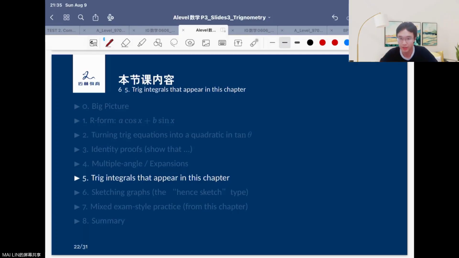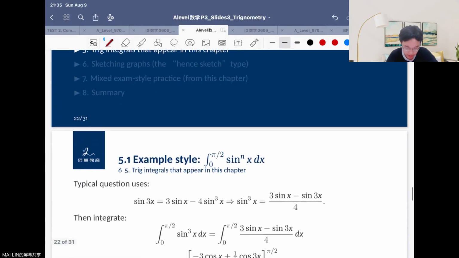Hello guys, so today we're talking about the trigonometric integrals that appear in this chapter. So let's move into the first part.